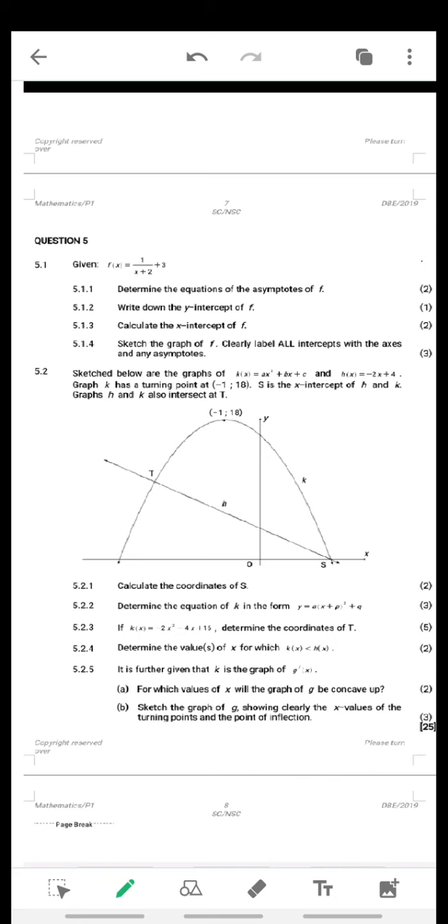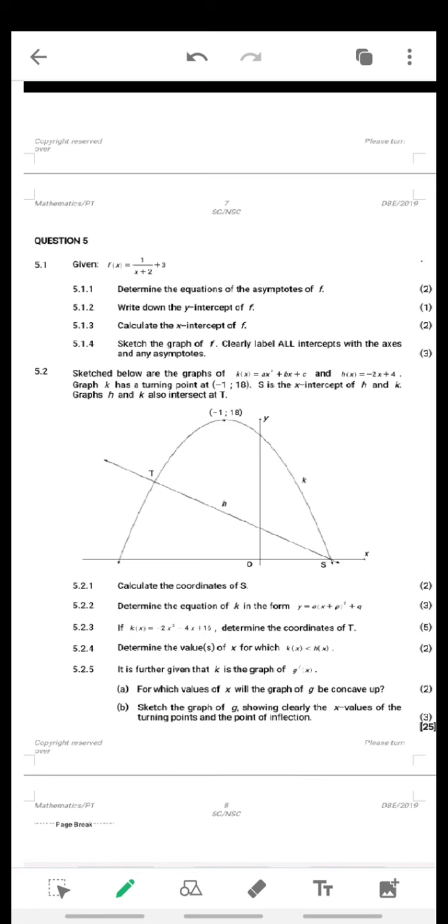Now, when we look at 5.1, we are given f of x equals 1 over x plus 2, plus 3. When you look at the top there, 1 is positive. Already we know our two-piece function will be in the first and the third quadrant of the asymptotes. Then x plus 2, when I equate it to 0, it will be x equals minus 2, and that gives me my VA, which is the vertical asymptote.